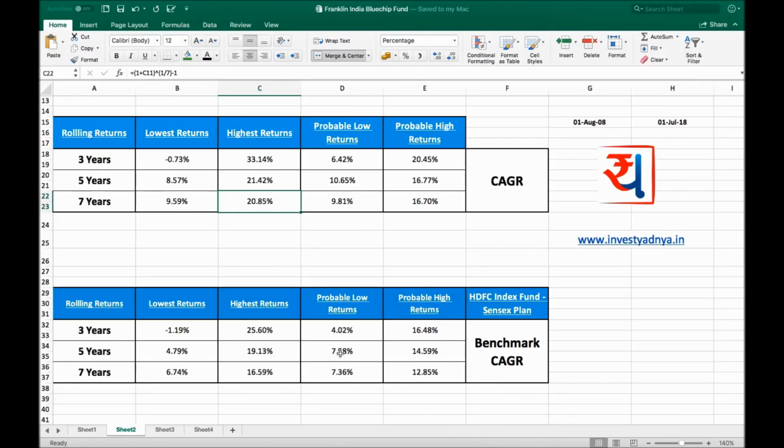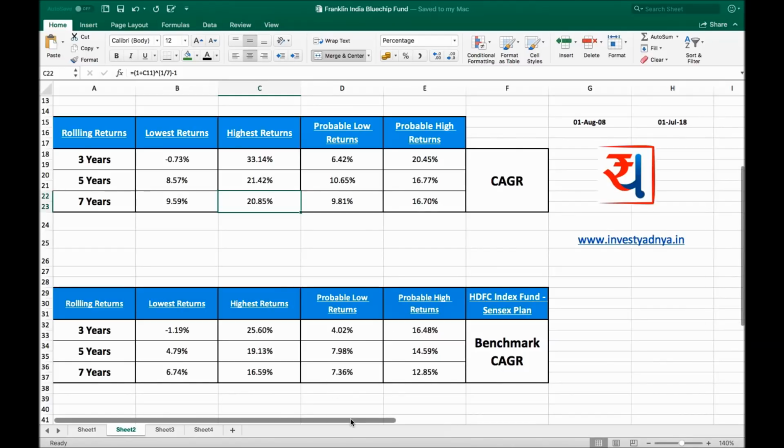Then for the 5-year period, Sensex can give us 7.98%, and this Franklin India Bluechip fund can give us 10.65%. So here also it can beat the index by close to 2.5%. And in probable high returns, Franklin India Bluechip fund can give us 16.77%, where Sensex can give us 14.59%. So here also Franklin India Bluechip can outperform the index by 2%.